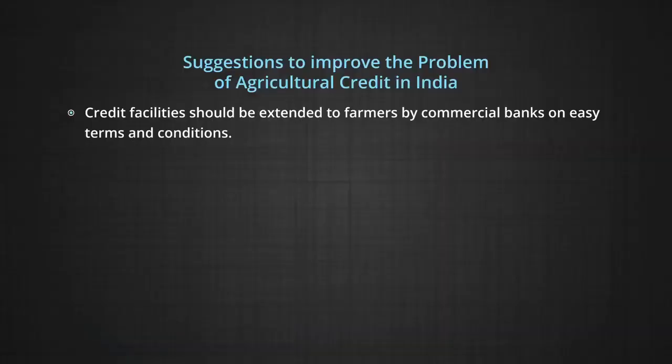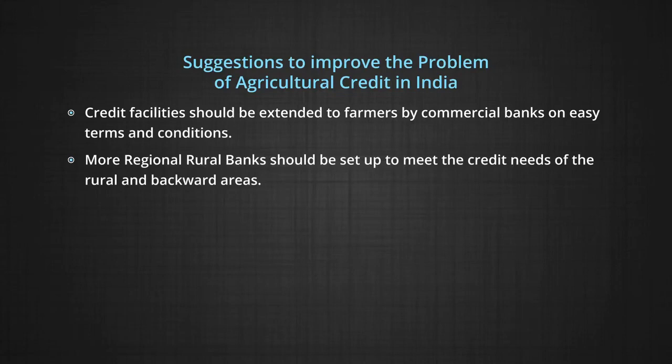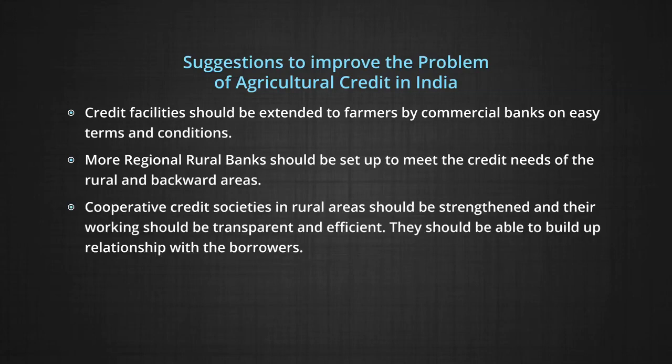Finally, we will give the suggestions to improve the problem of agricultural credit in India. An effective mechanism for the recovery of agricultural loans needs to be evolved. Credit facilities should be extended to farmers by commercial banks on easy terms and conditions. More regional rural banks should be set up to meet the credit needs of the rural and backward areas. Cooperative credit societies in rural areas should be strengthened and their working should be transparent and efficient. They should be able to build up relationship with the borrowers. Moreover, they should be converted into multi-purpose societies.